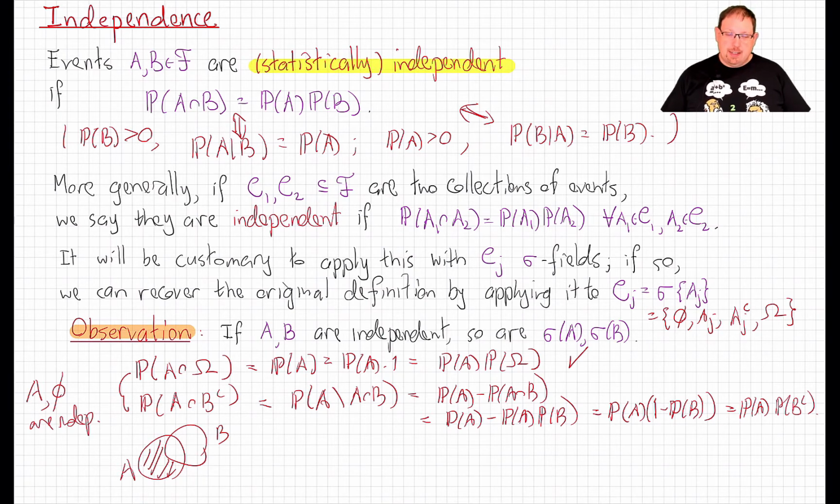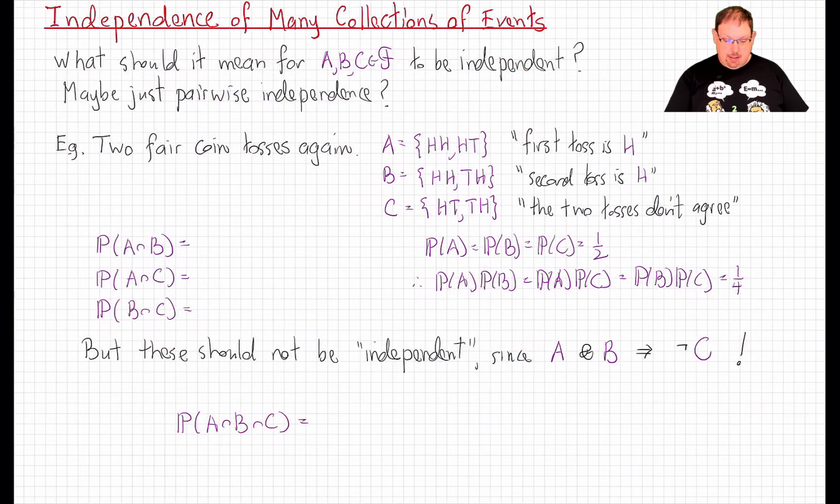But first, let's talk about independence of more than two events or classes. What should it mean for three events, A, B, and C, to be independent? One possibility is to just declare that it means pairwise independence, that any two of them are independent from each other using the notion we already developed.